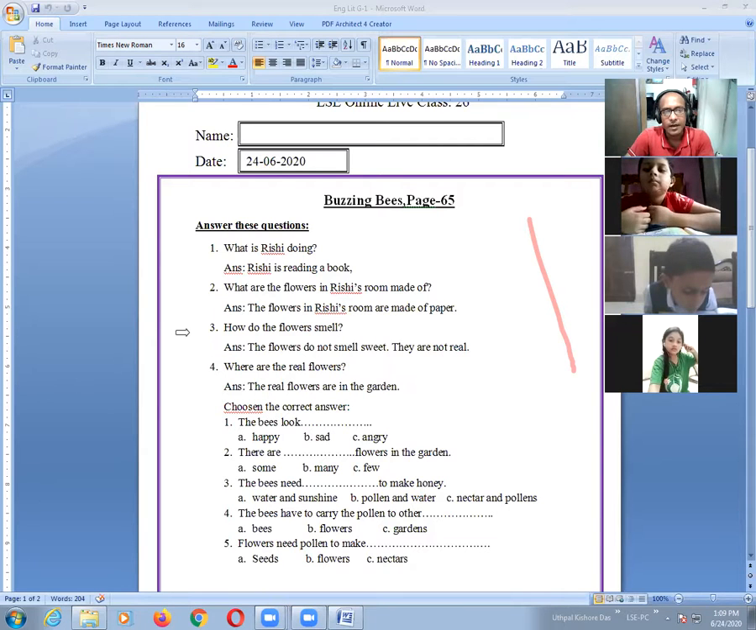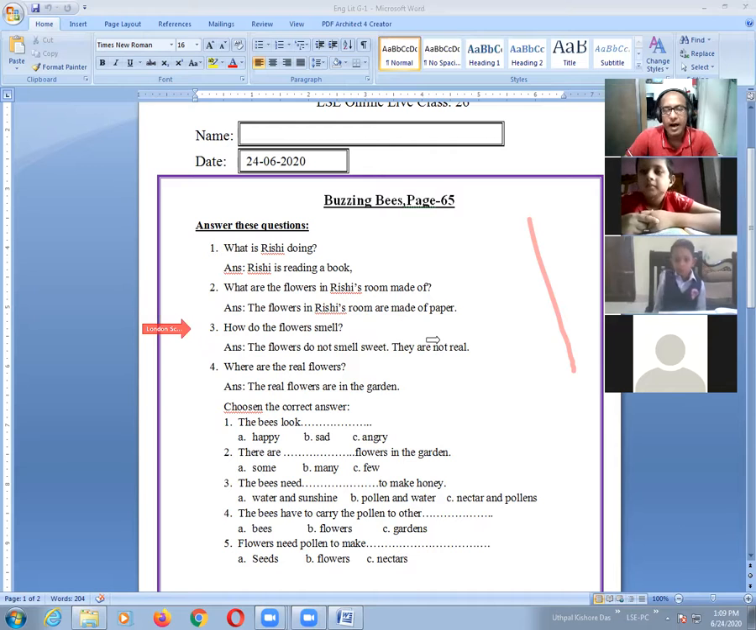Now say, how do the flowers smell? The flowers do not smell sweet. They are not real.